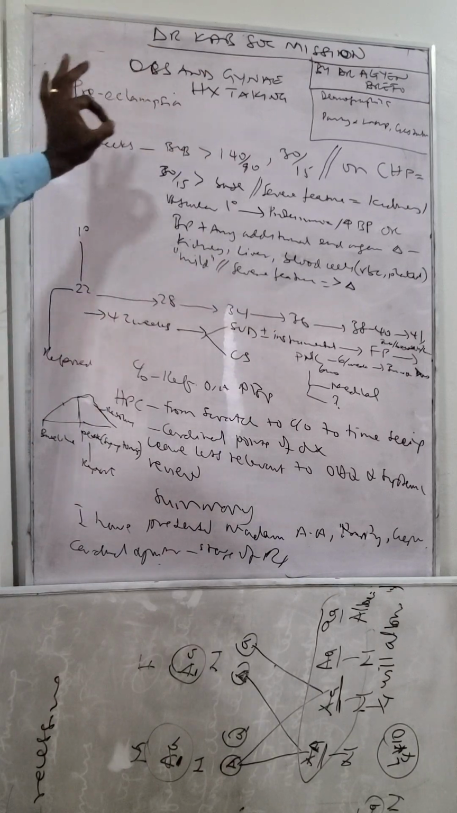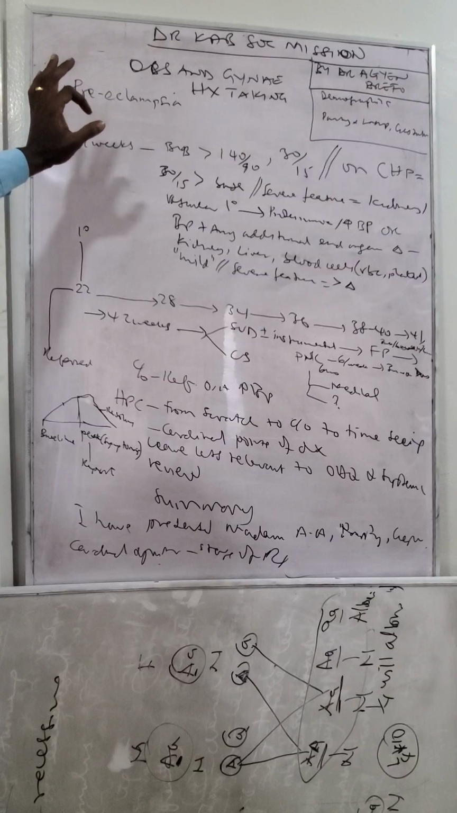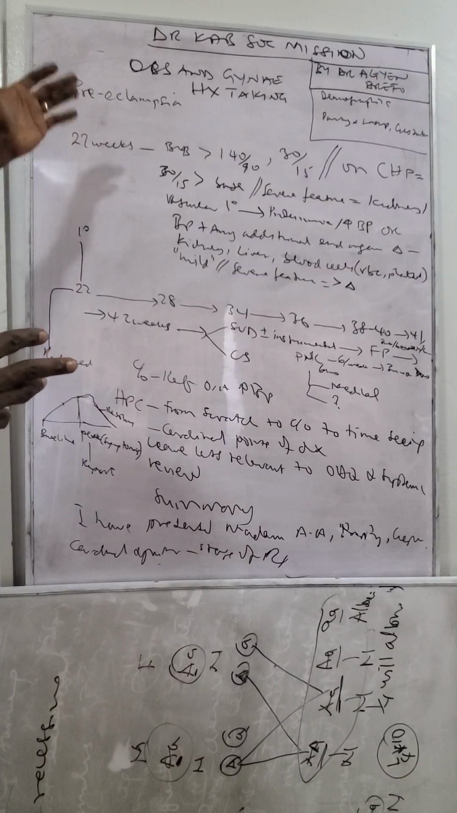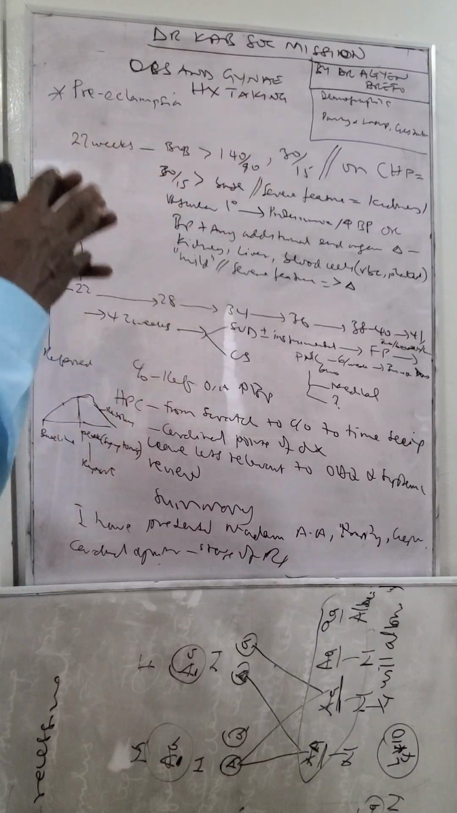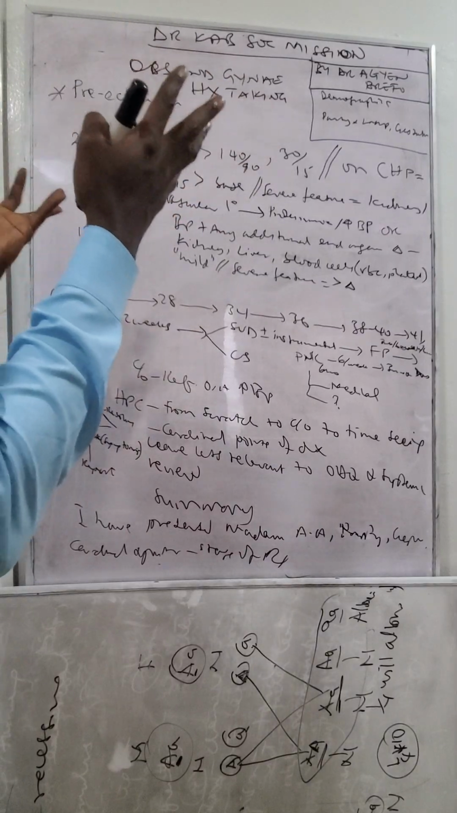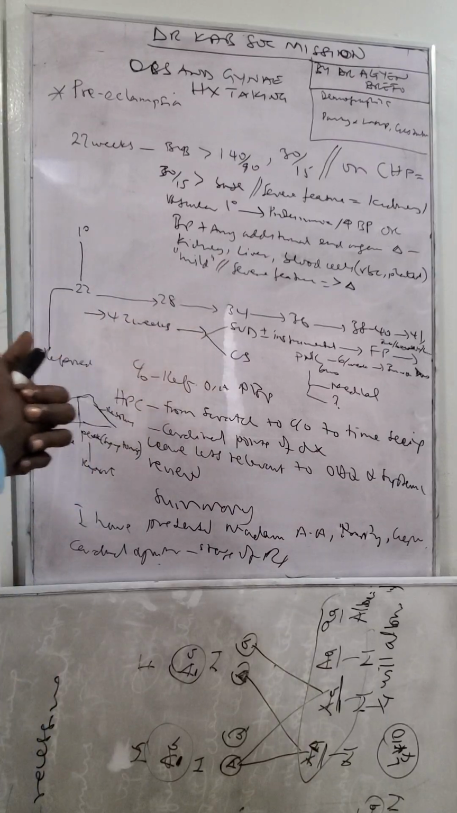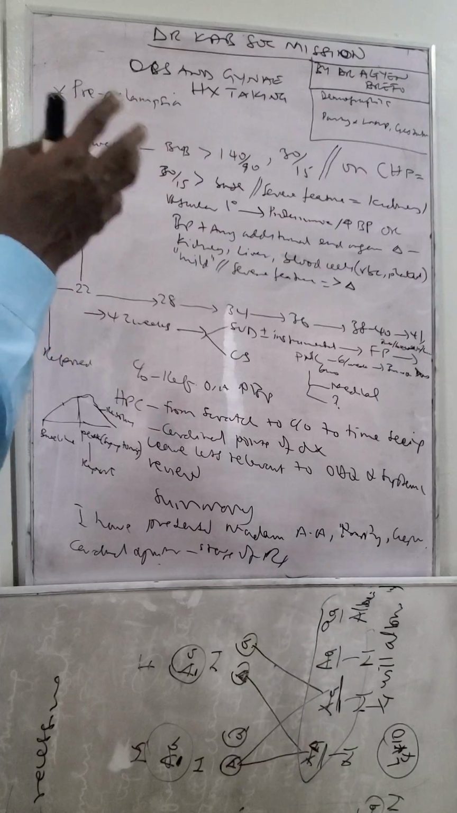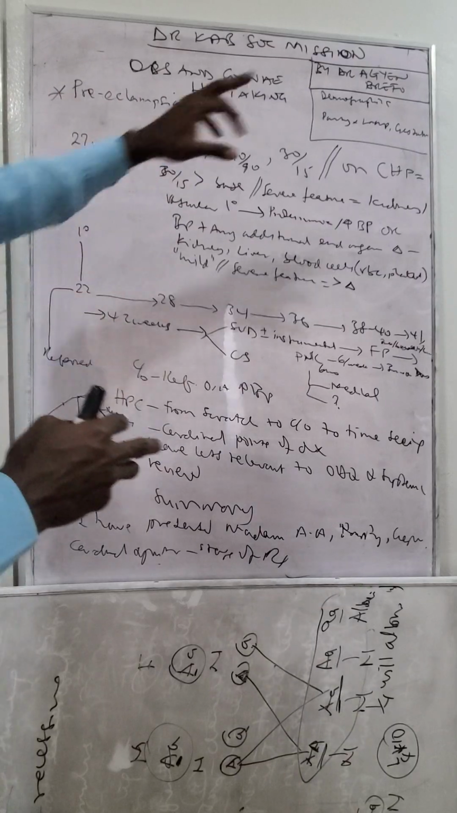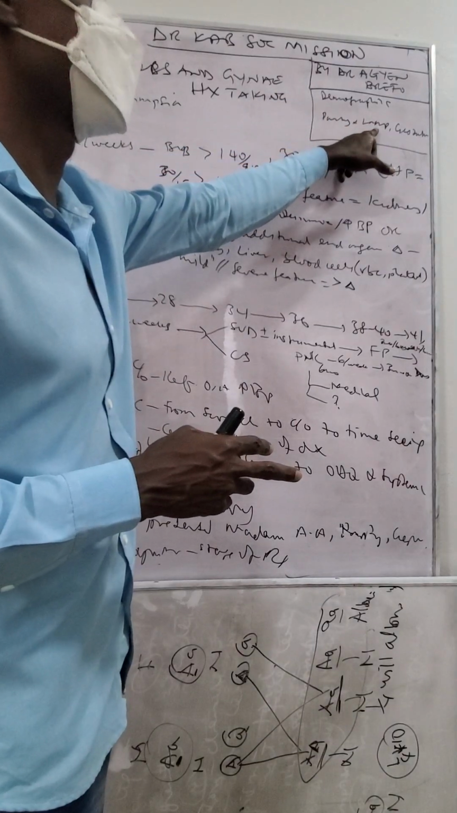Then you come to the condition, the discipline that you are dealing with. If it is obs and gynae, you want to know the parity. The parity has to do with the number of births or pregnancies the patient has had. You put all of that together there, and then the last menstrual period, if you know it, you put it there.